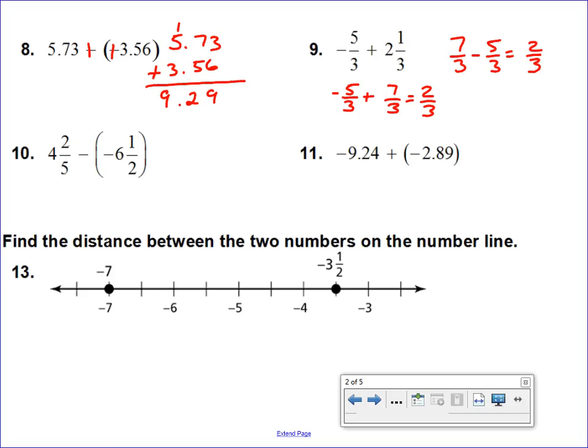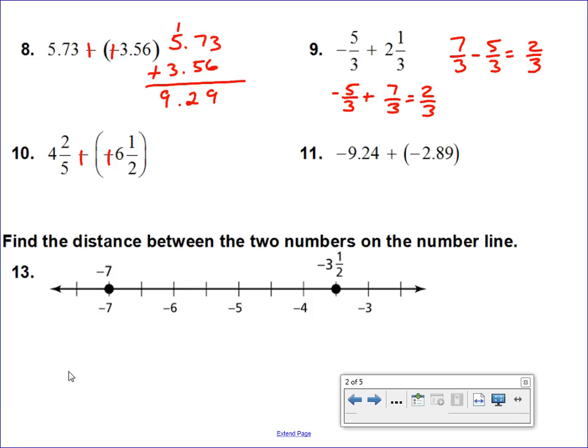Now we determine positive or negative based off of which number has the greatest absolute value. The number with the greatest absolute value is the positive, so it is positive 2/3. Okay? All right, now our subtraction, we already did, you know, we subtracted a negative. Hopefully everybody added a positive.